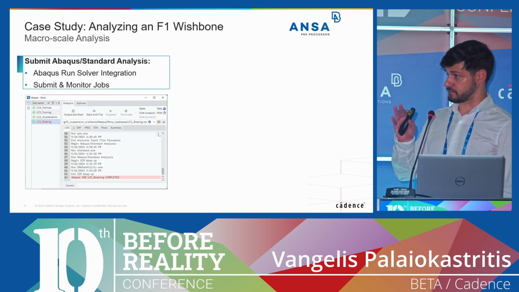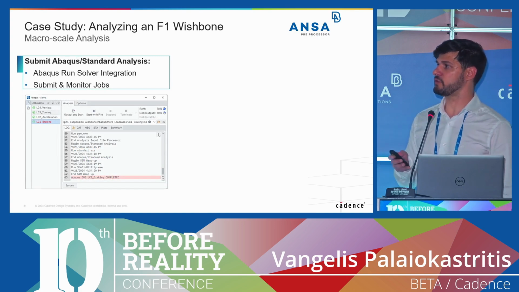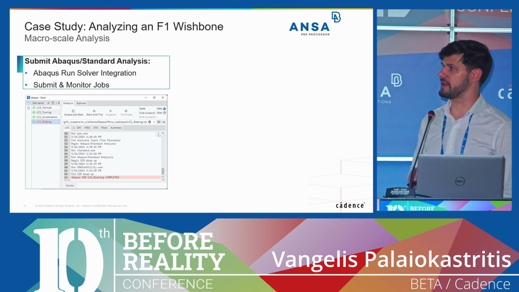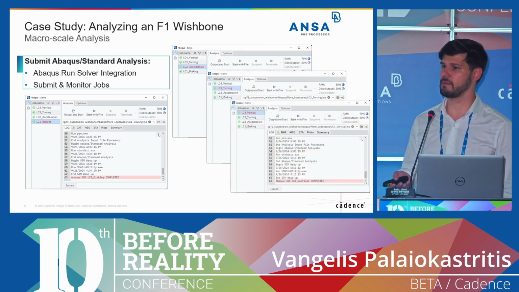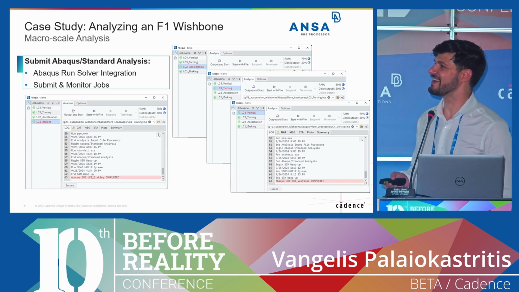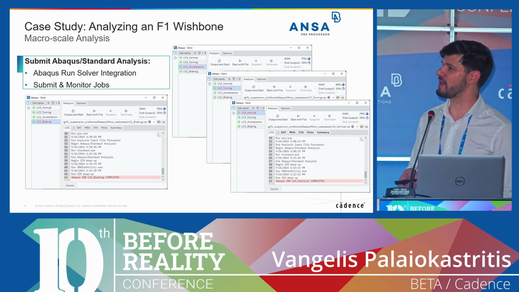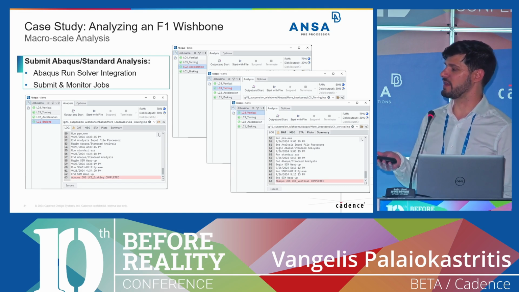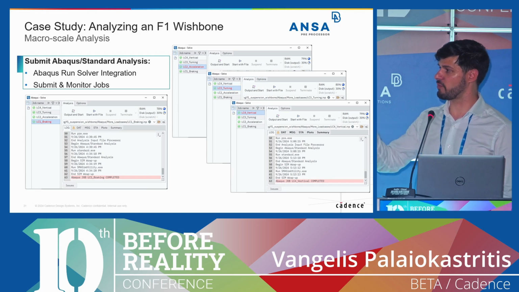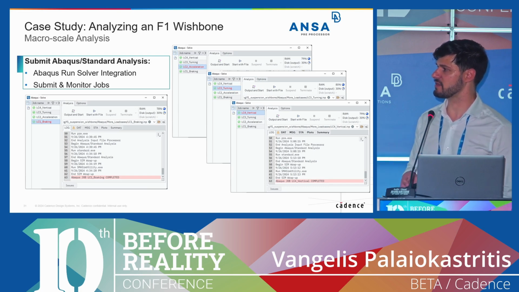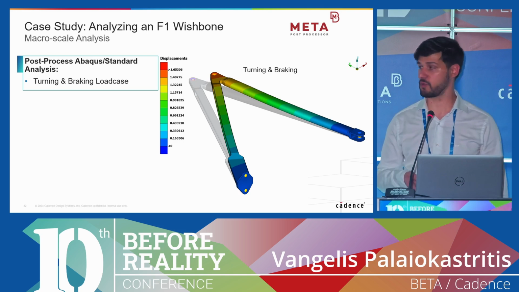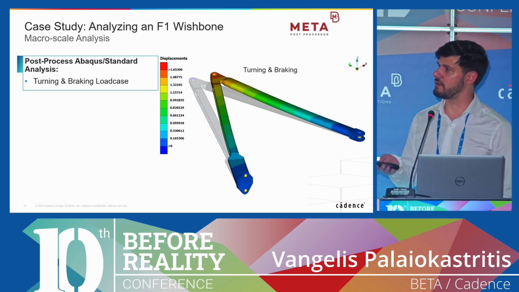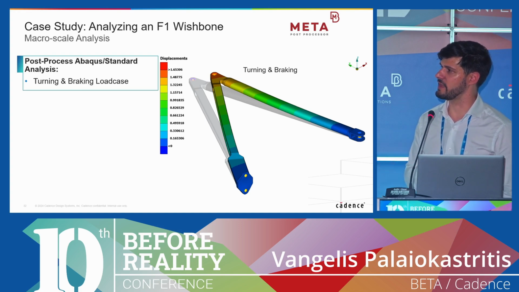So once the 4 different analyses are created, they are directly submitted to Abaqus at the same time, if we have the licenses, through ANSA. So we have the job monitoring live inside ANSA, and once we are done, we proceed with the post process. So this is the result of the worst case scenario.